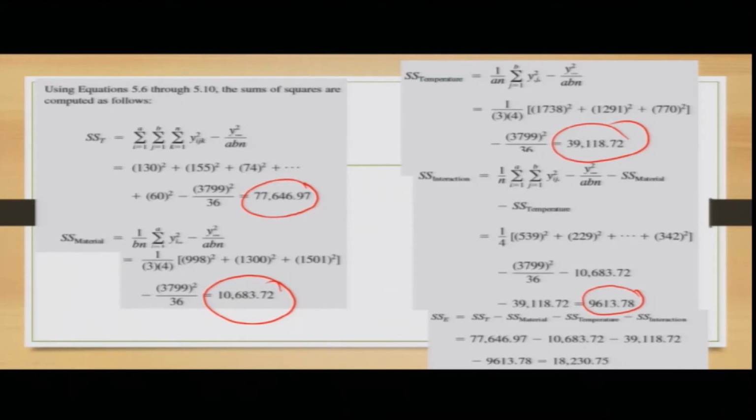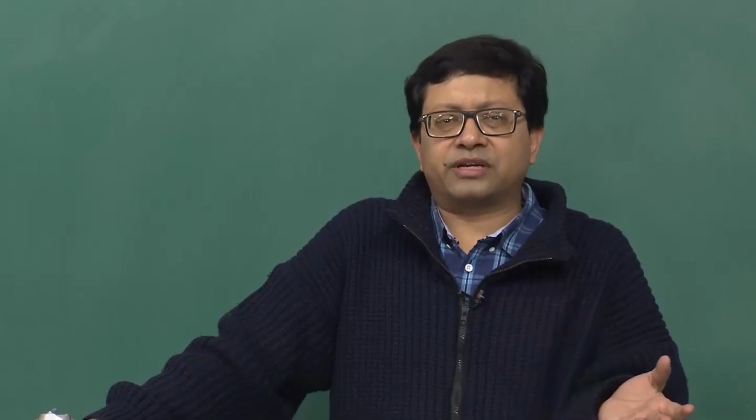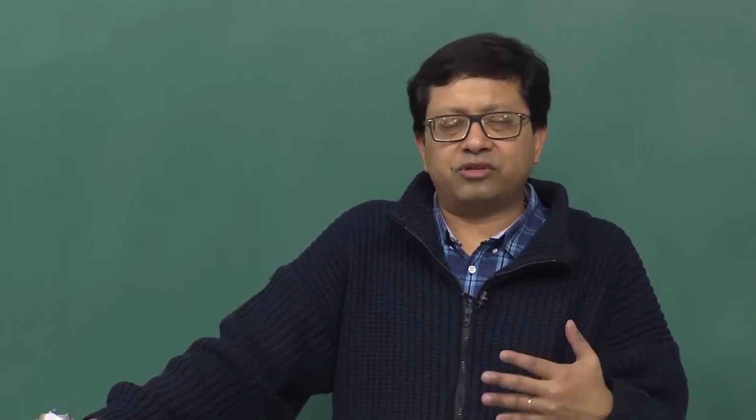So, the sum of the squares of the errors would technically be the total, which is here, minus SS of A, which is only for factor A. Okay, sorry, my mistake. The 77,646.97 is the sum total. 10,683.72 is for factor A. 39,118.72 is for factor B. And the value of the combination is 9,613.78, which is for A and B combined together. And if I find the sum of the squares of the errors, it comes out to be 18,230.75. With this you can proceed to the next level, find the mean squares, find the F values and do the test accordingly.